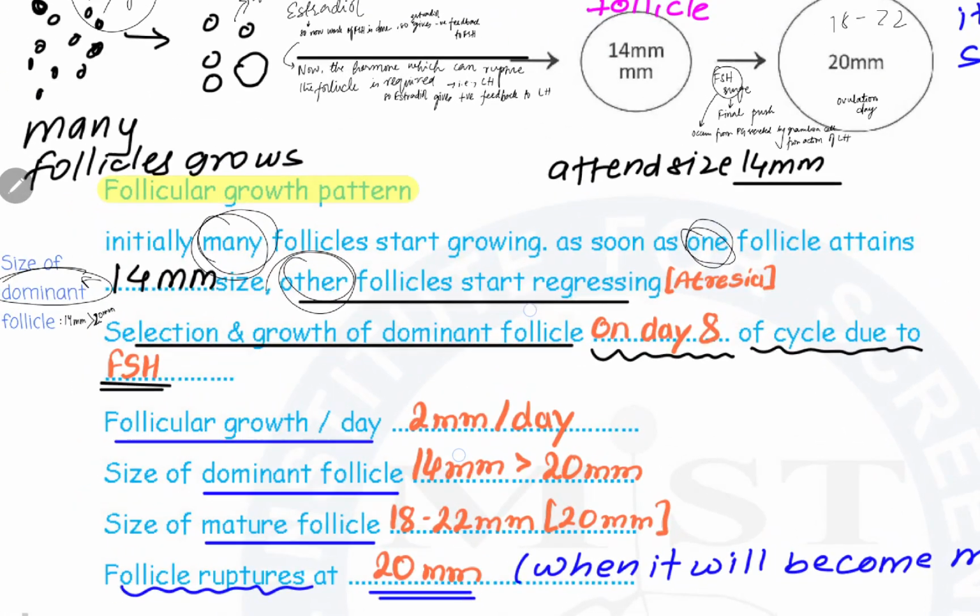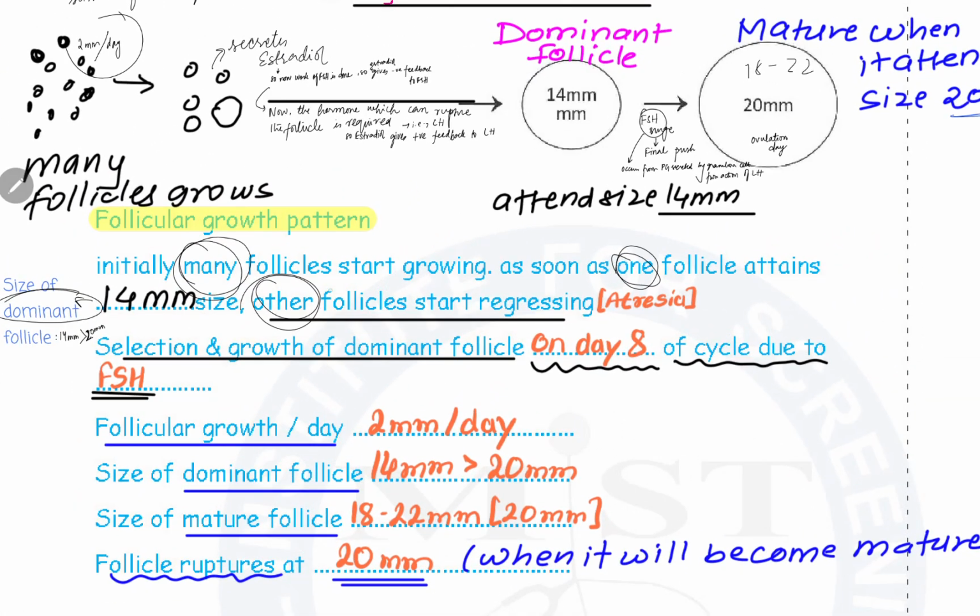Now, follicular growth pattern. Initially many follicles grow. As soon as one follicle attains 14 mm size, the other follicles start regressing, that is atresia. So that's the dominant one. This is dominant, the rest are not dominant, so they will regress, and the dominant one will now go on to become mature. Selection and growth of the dominant follicle occurs on day 8 of the cycle due to FSH. Because we know the growth is due to FSH, obviously selection and growth of the dominant follicle will be due to FSH. What you need to remember is day 8.